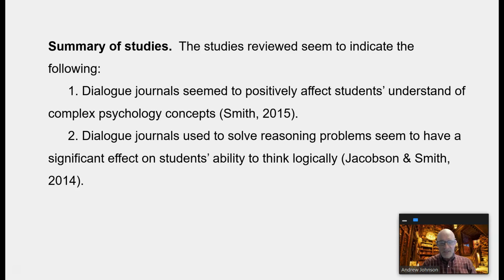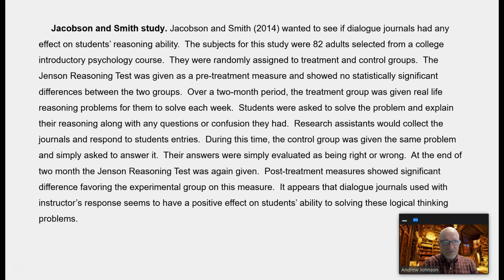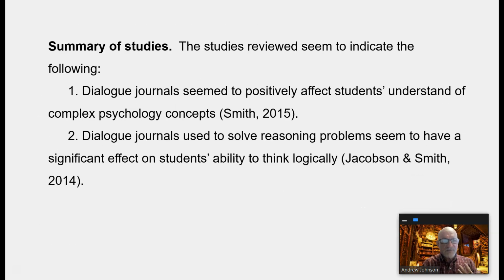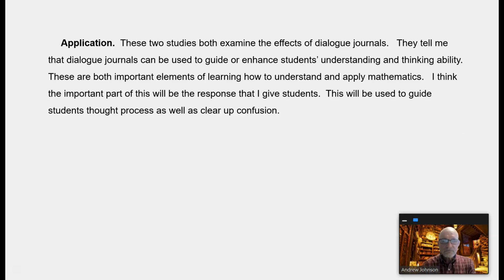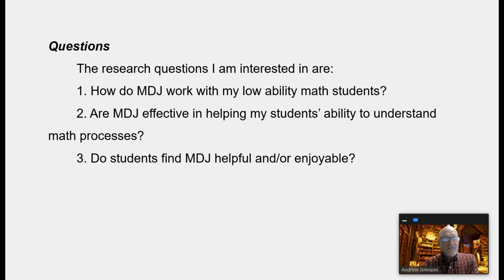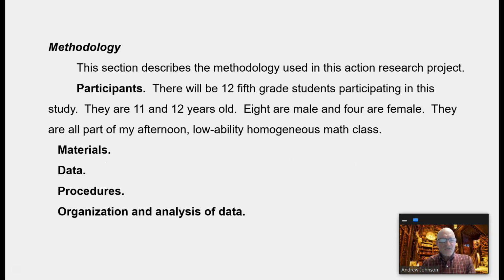But after you have described your articles here in the annotated bibliography, then you want to get a summary of the studies or a summary of the articles. An application then, followed by the research question, and then the methodology came from this. And this is a research proposal. Here you're describing the study that you will conduct. You're describing your participants, materials, data, procedures, and how you'll organize and analyze the data.